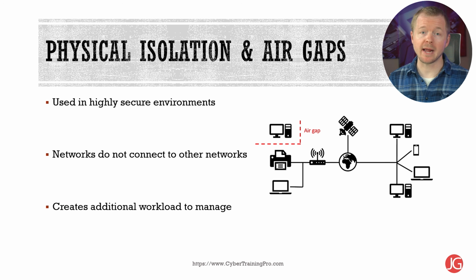Physical isolation, or air gaps, are a measure used in high security areas like classified or industrial system facilities, and it means that the networks aren't physically connected to any other network. This can drastically reduce the risk to the system, but of course it creates additional workload for performing things like updating antivirus definitions or patching without being connected to the internet.